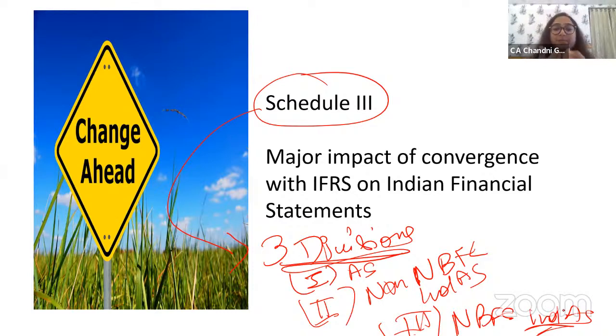When you are preparing or auditing the financial statements of any company, you first have to judge which division will be applicable, because the format of balance sheet and P&L differs for all three divisions. Accordingly, the format will be decided. In this session we are discussing how Ind AS has impacted and changed things. With the introduction of Ind AS, Schedule 3 has also changed. Since then only, Division 2 was introduced.